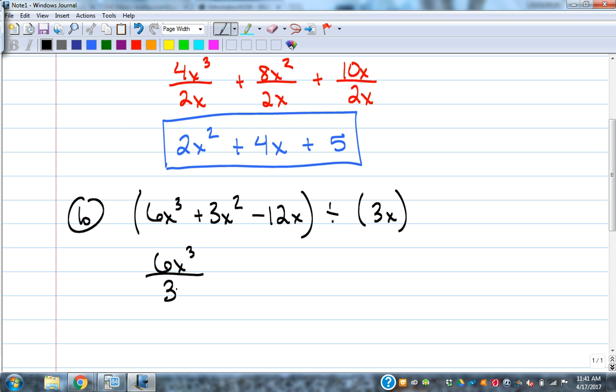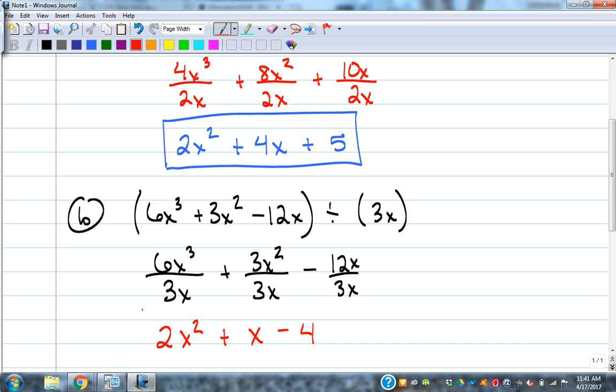6x to the third over 3x plus 3x squared over 3x minus 12x over 3x. And then simplify each fraction individually. 6 divided by 3 is 2. How many x's are left? 2, so it's x squared. 3 divided by 3 is 1. X squared over x is x, so it's just 1x, or x. Negative 12 divided by 3, so minus 4. X over x cancels, so that's our division.